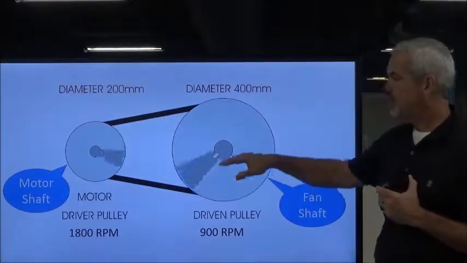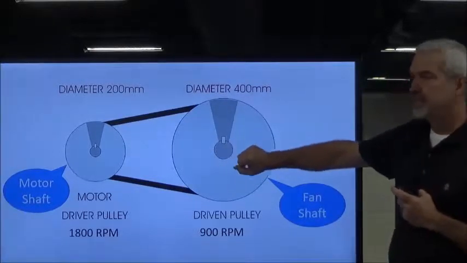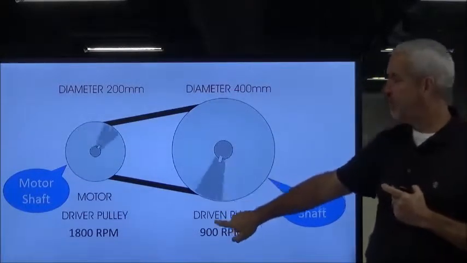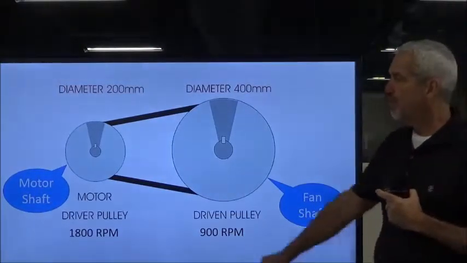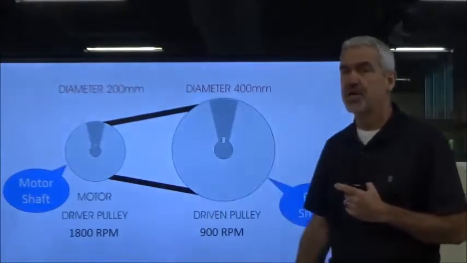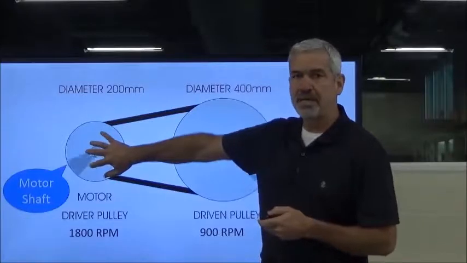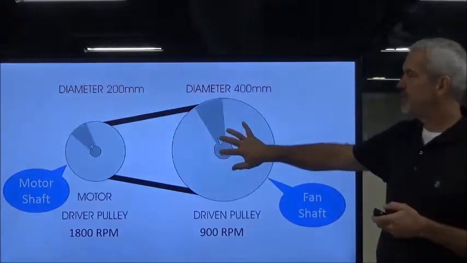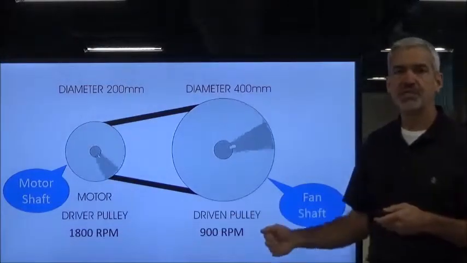For example, if we have an imbalanced fan, then we can expect to see the imbalance show up at 900 cycles per minute on our spectrum. And that's because it is running at half the speed of the motor. So again, our motor is our synchronous speed, and if we have a vibration frequency lower than our synchronous speed, it's known as subsynchronous.